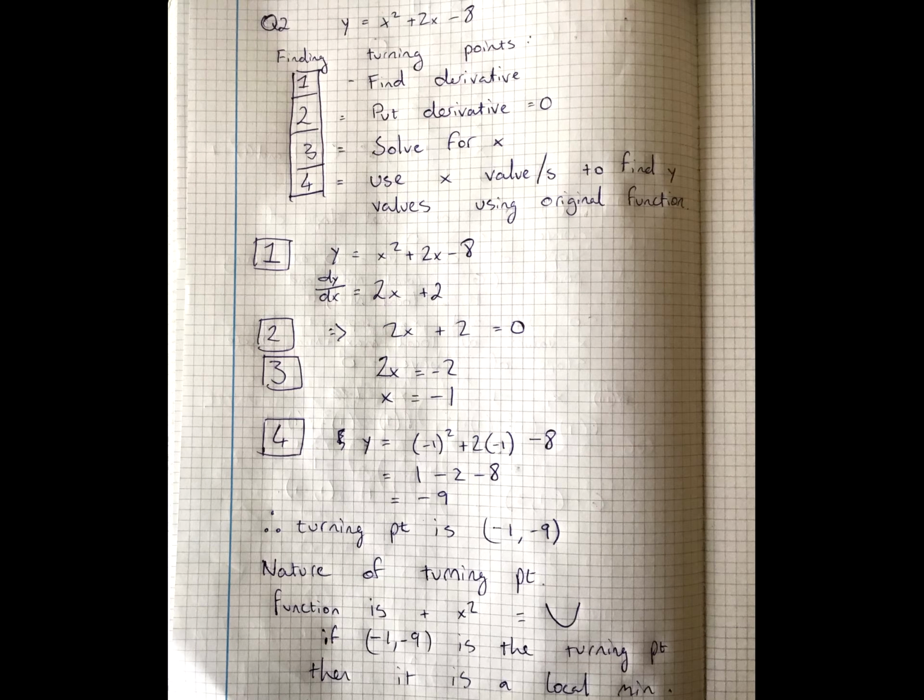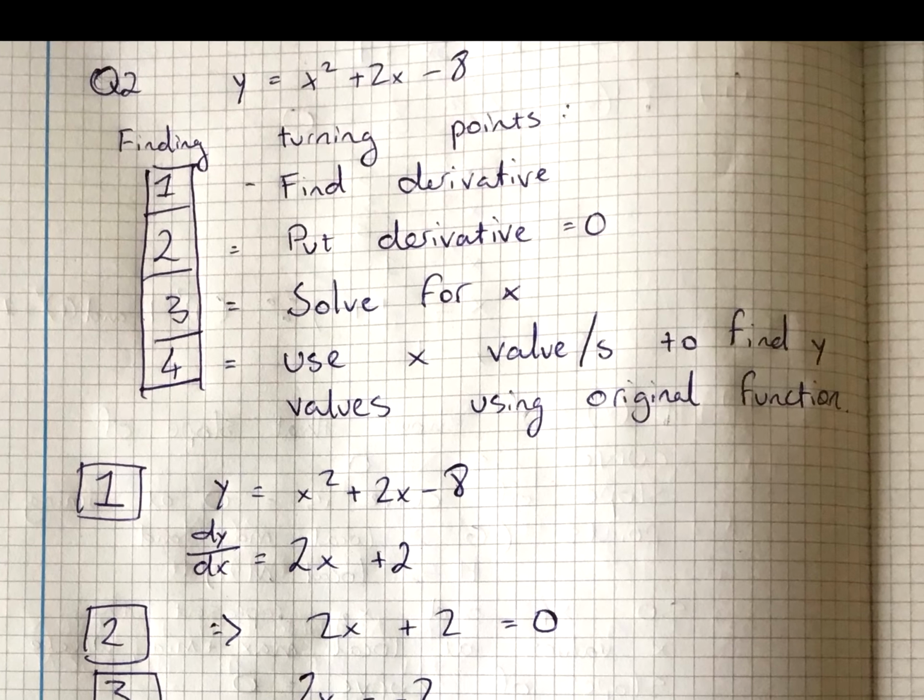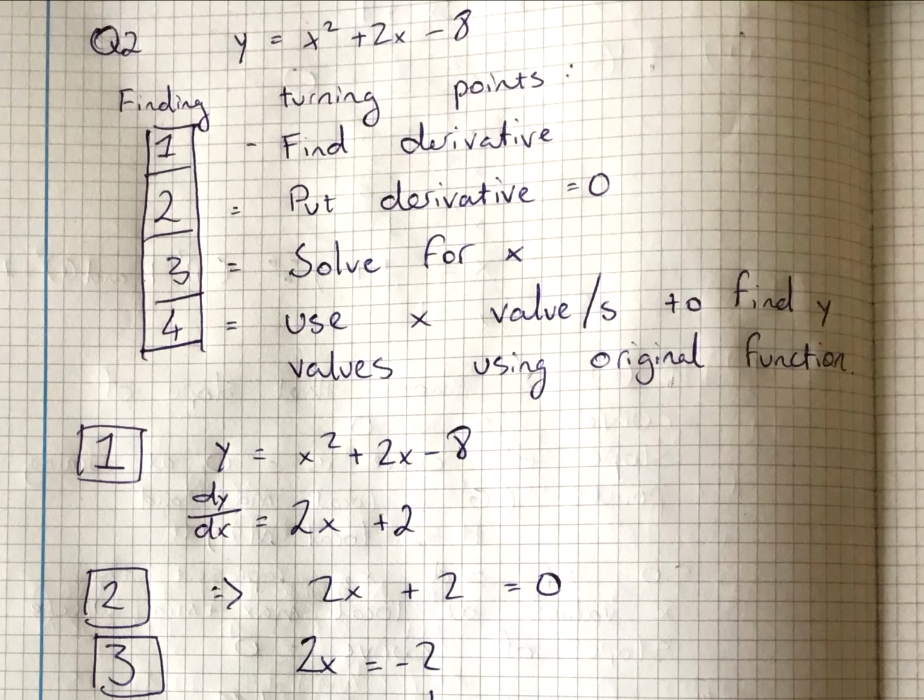Question 2. All right, now look, I've got 4 steps to show you how to find the turning points. So number 1, I find my derivative. Number 2, I put that equal to 0. Number 3, I solve that for x. And then I use the x value or the x values to find the y values. So very similar to what we did in question 1.